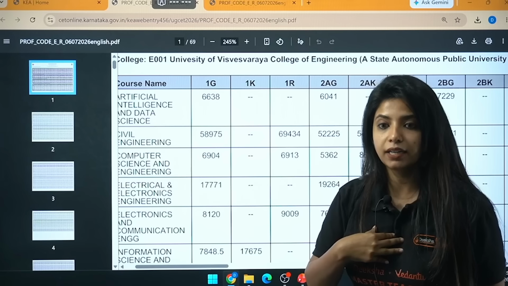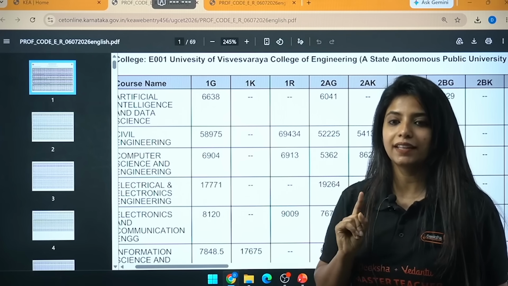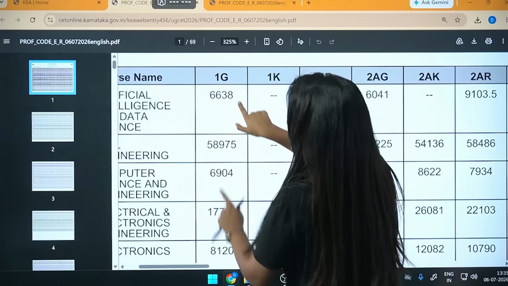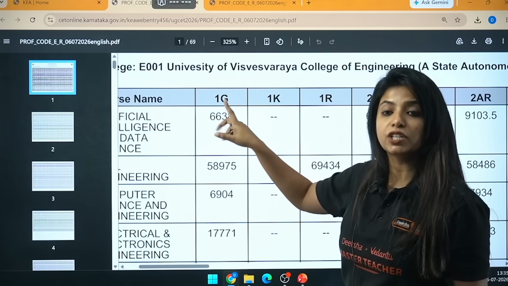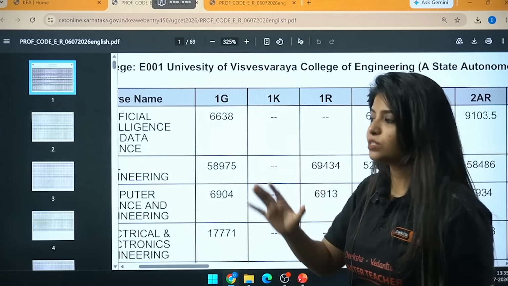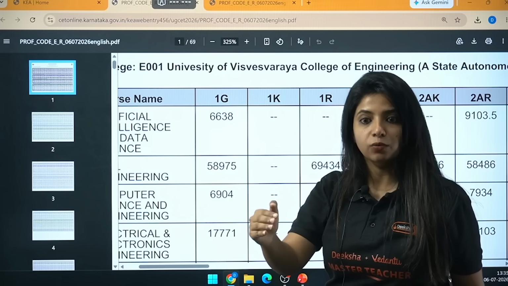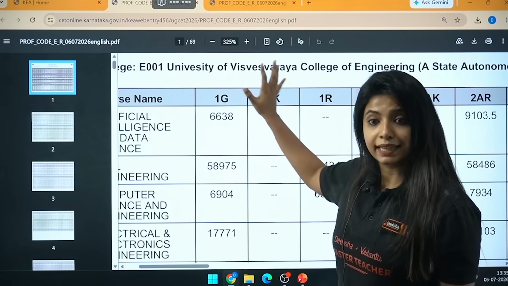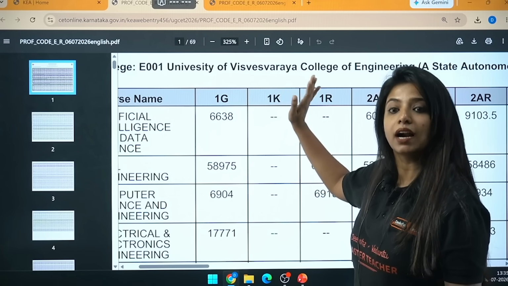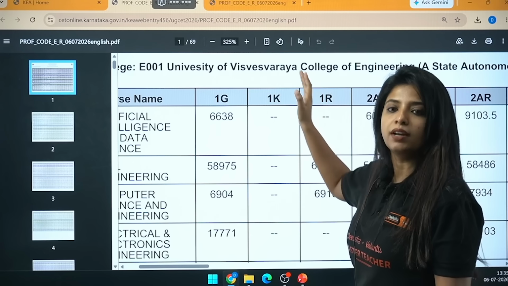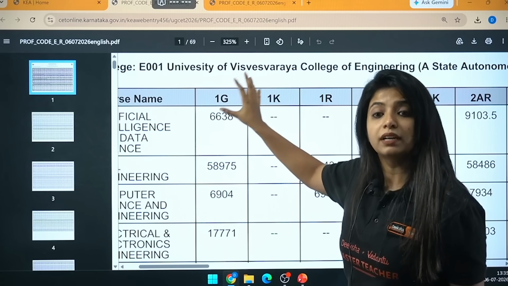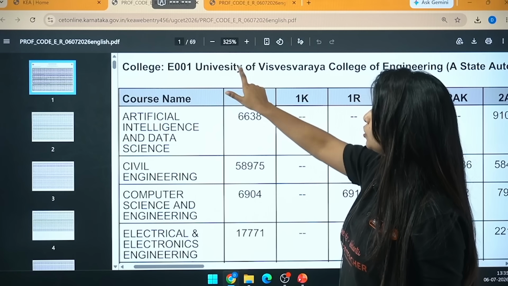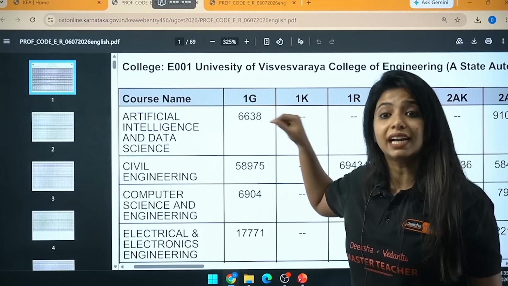Suppose I come under category 1. There is a category that is known as category 1. In that particular case, I should be looking at this column. 1G stands for category 1 general. That means these are those children who come under category 1 and have not claimed Kannada quota or rural quota. If they had claimed it, it would be 1K, category 1 Kannada quota, 1R, category 1 rural quota. You have not claimed anything, but you come under category 1. This is the cutoff that you have. For artificial intelligence and data science in UVCE, 6,638 is the cutoff.